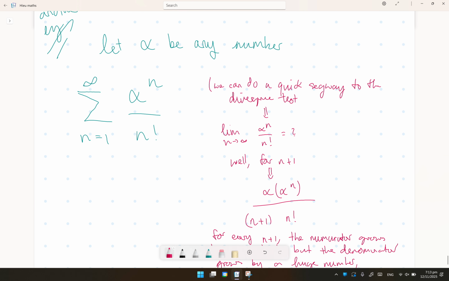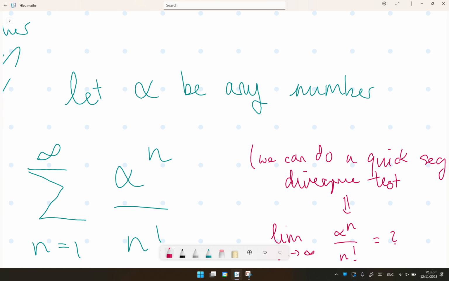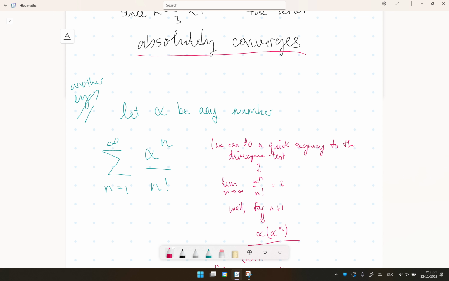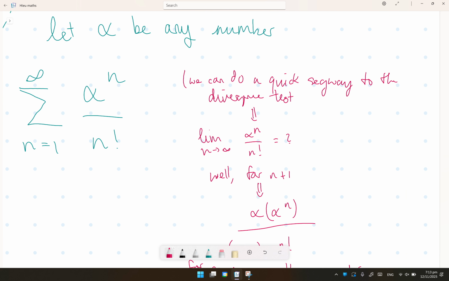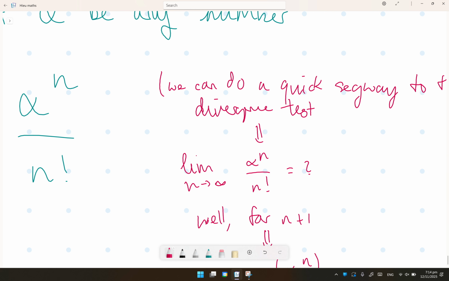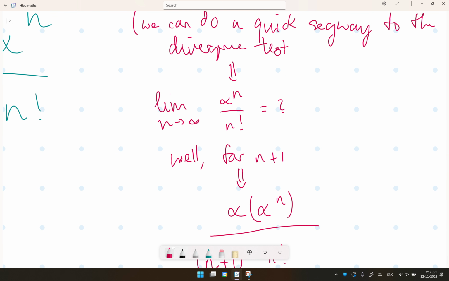Okay, so let's look at another example here. Let alpha be any number, and then you have alpha to the power of n over n factorial. So I put an extra segue into here, and I was just saying we could try doing a divergence test to this if you guys want to try. So basically, the limit of alpha to the n over n factorial, what is that equal to? Well, basically, when we're trying to find which one's growing faster, is alpha^n growing faster or is n factorial growing faster? If the denominator grows faster than the numerator, the limit exists and it turns to 0, right?